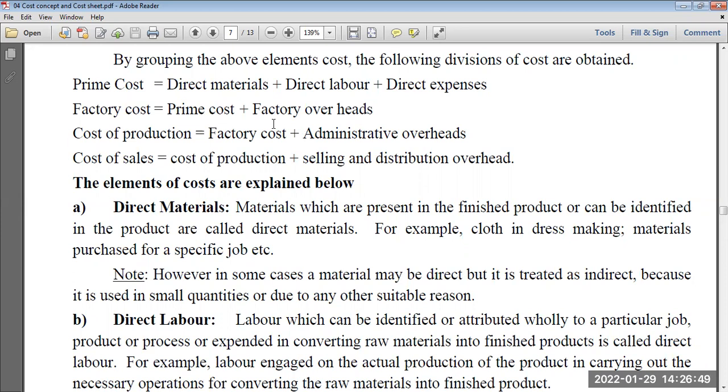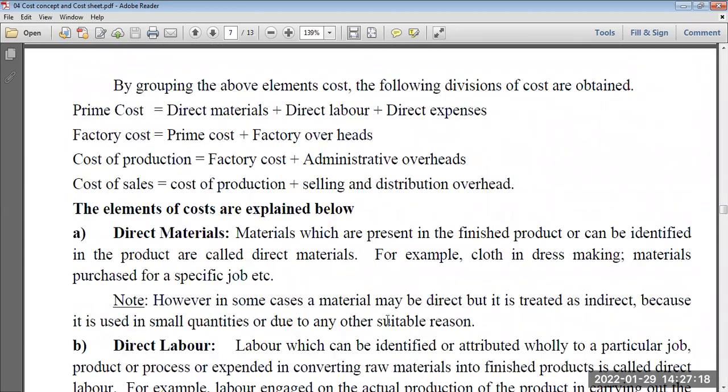Any example for selling and distribution overheads? Delivery van charges. Suppose you are giving home delivery. For that you have some vehicle for which you are spending some money. That amount is called delivery van charges. Warehouse charges, salesman commission, bad debts, discount. These are all examples of selling and distribution overheads.